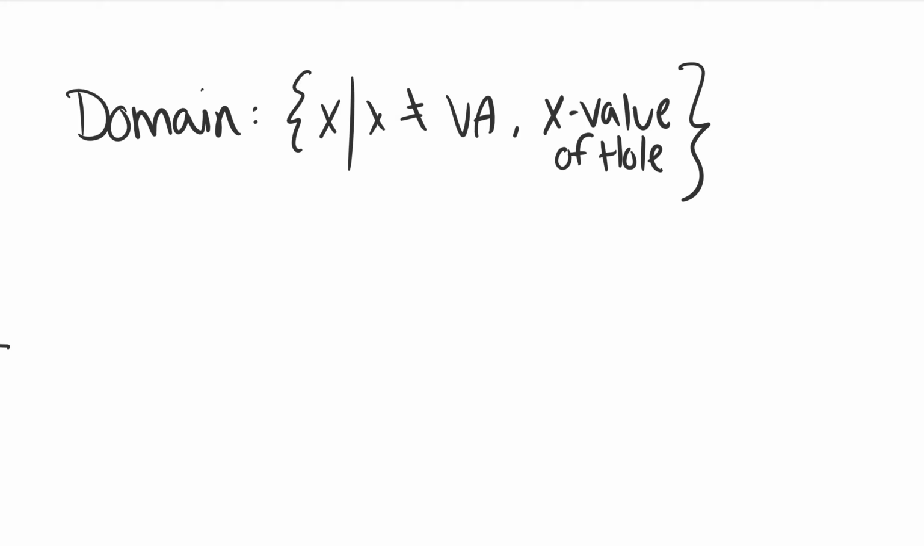So I might have two numbers, and if I don't have a hole, then I won't. I only have one. So just like reciprocal, I'm going to say my x does not equal my vertical asymptote because it can never actually go to that point, right?